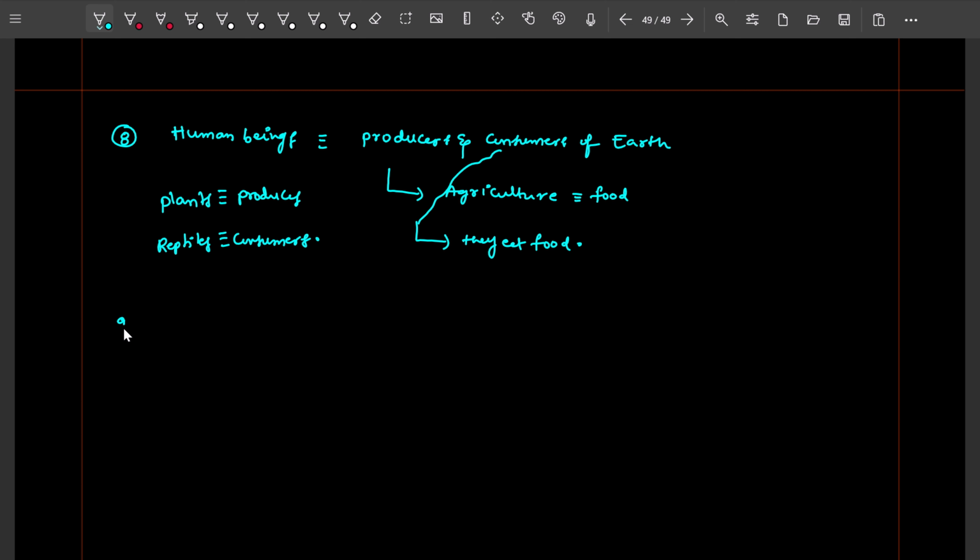The next one is Robert Hooke. What he did was discover the cell under a microscope.